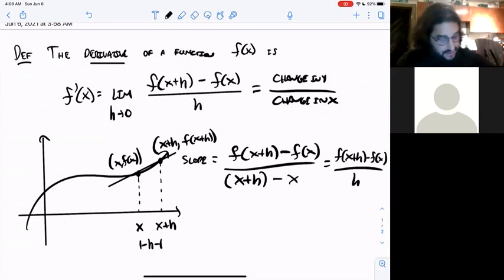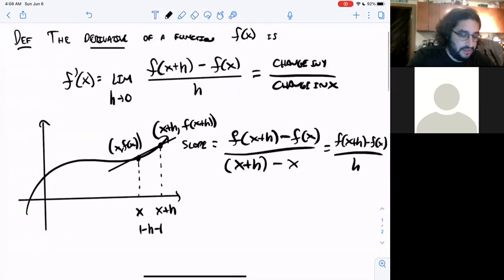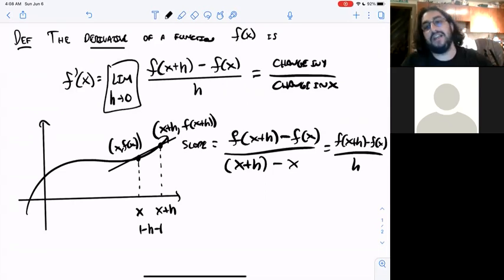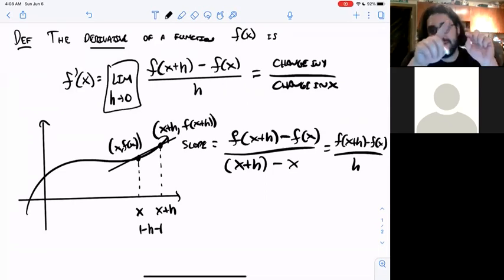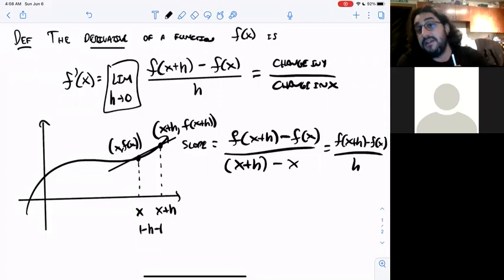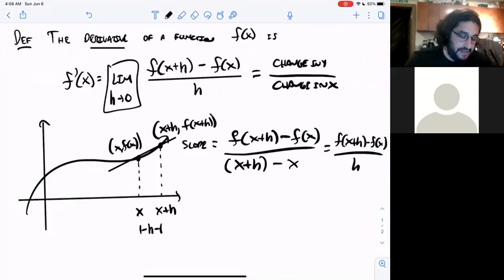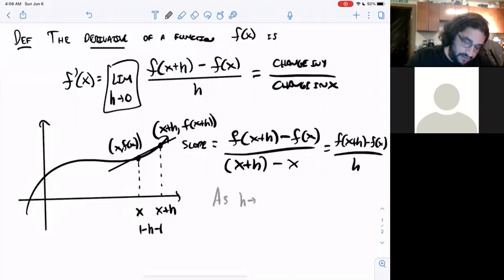So what's the deal then with this limit? Well, the derivative is saying, now let h go to 0. So take the limit as those 2 points converge upon just becoming the same point. And that will give you the slope of the tangent line, right? So as h goes to 0, the 2 points become arbitrarily close.